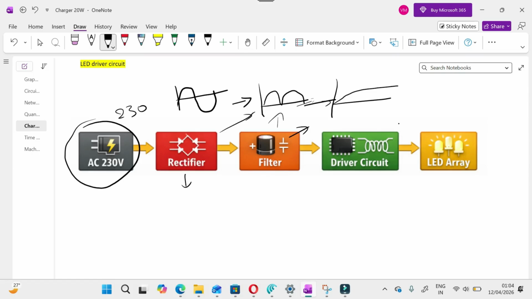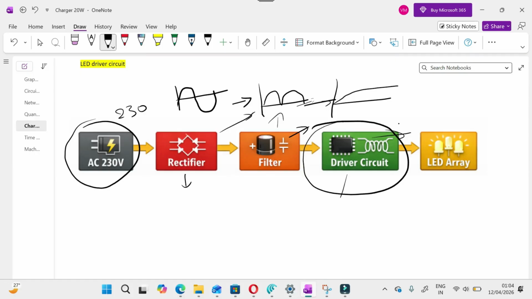Next, after this filtering circuit, a DC voltage line is available. This fixed DC voltage line, with the help of the driver circuit, you will be driving the LED bulbs. Means with this power supply and with the help of this driver strategy, you will be driving the LED bulbs to achieve the required intensity of the LED bulb. So here the most important topic is understanding the driver circuit.